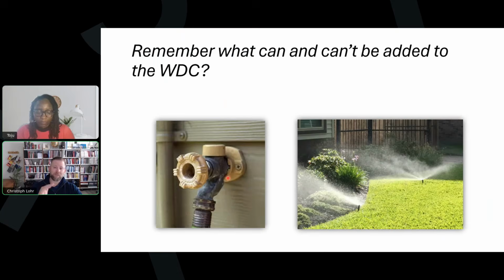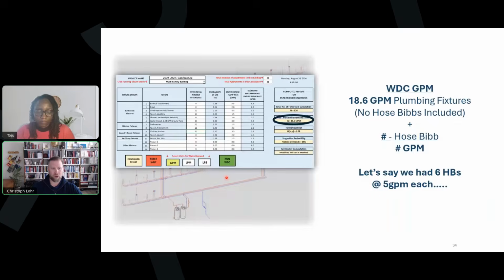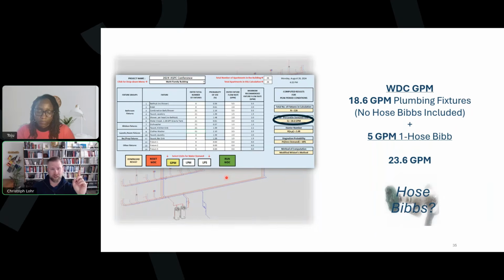Hose bibs, however, are very specifically covered in the water demand calculator, and that is just an additive load. The key note here is that in Appendix M, you look at the number of hose bibs and the GPM, and you account for one of those hose bibs to be on. If you had one hose bib, you assume 5 GPM and add that. If you had 6 hose bibs, you still only assume one of the 6 is on, and you would add that 5 GPM to the 18.6 to end up with 23.6 GPM.